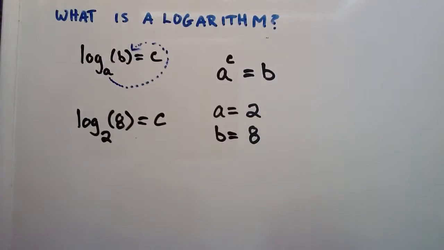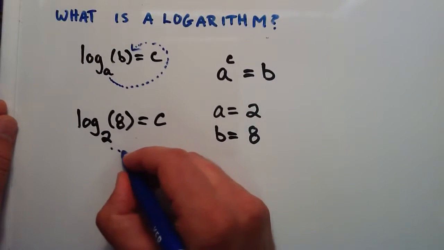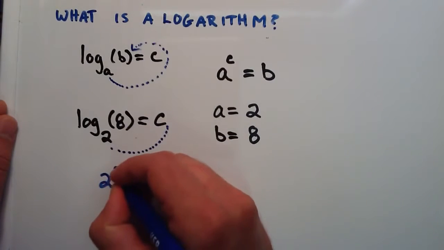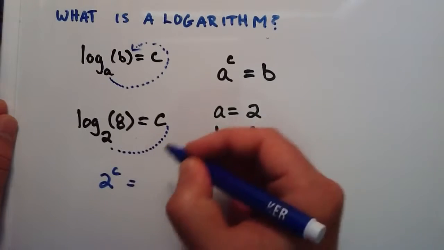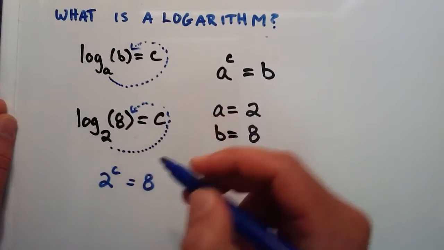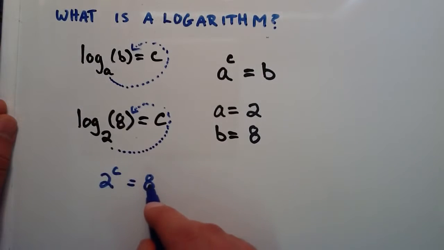So, okay, what we're asking here, doing the scorpion tail technique, is we're saying 2 raised to the C power is equal to 8. So what does 2 have to be raised to in order to equal 8? So 2 to what power equals 8?